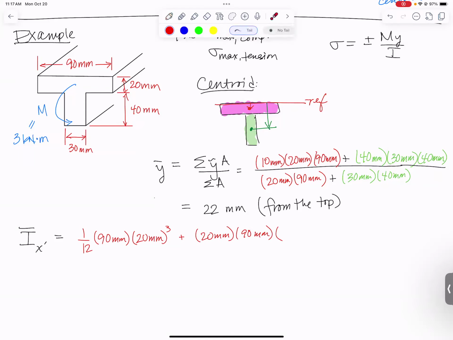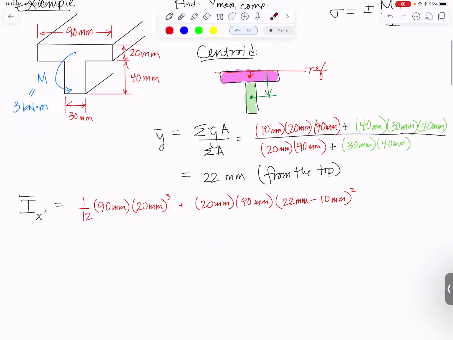Now I need the distance between the centroid of the pink rectangle and the centroid of the whole shape, which is 22 millimeters from the top. I think the easy way to do this is take the 10 millimeters we used before and subtract it from the 22 millimeters that we got. So 22 millimeters minus 10 millimeters is your distance. It's the distance between the two centroids. We square that, have to square it so that we end up with millimeters to the fourth in both terms.